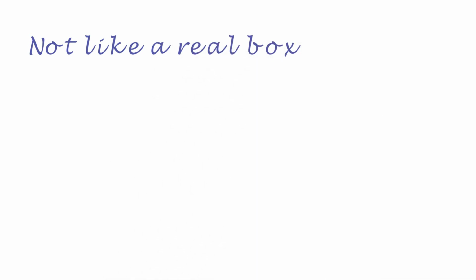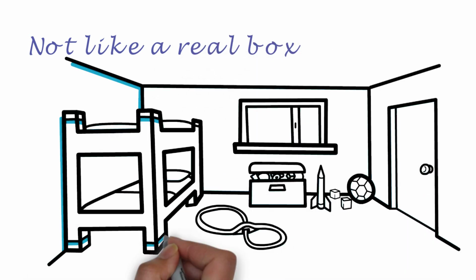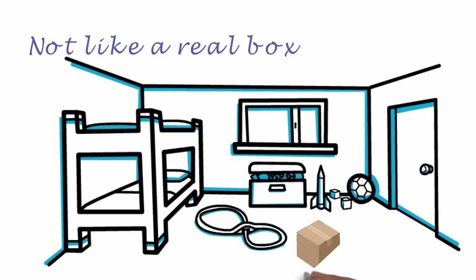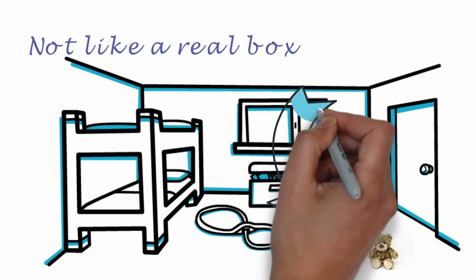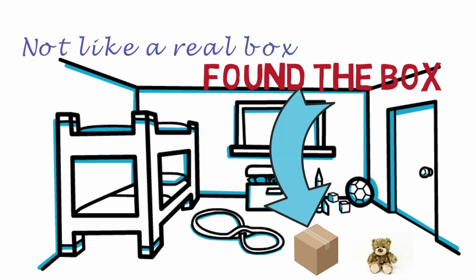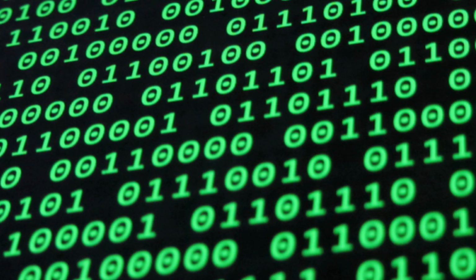Not like a real box. Labels are even more important to a computer than they are to a human. A human will still be able to spot a box just by looking at its shape and size. A computer program would only see lots of binary ones and zeros, so would have no idea which ones and zeros were the variable or its value without that all-important label.